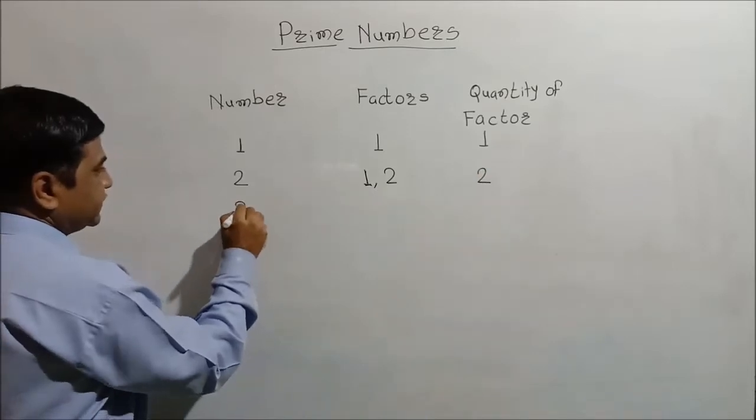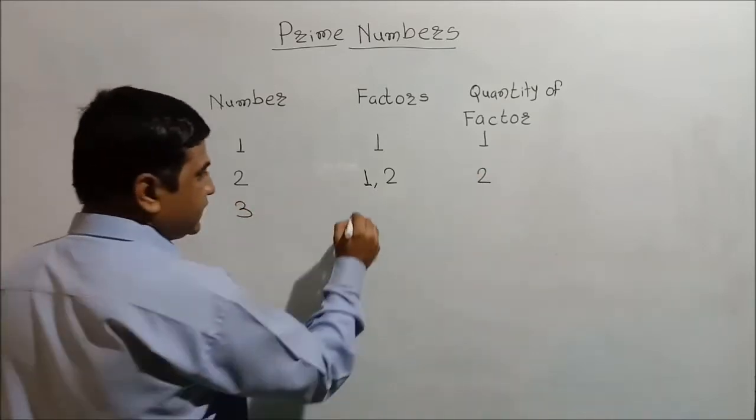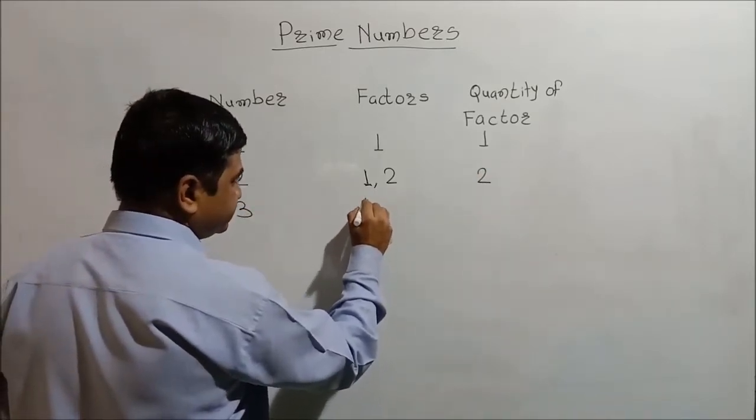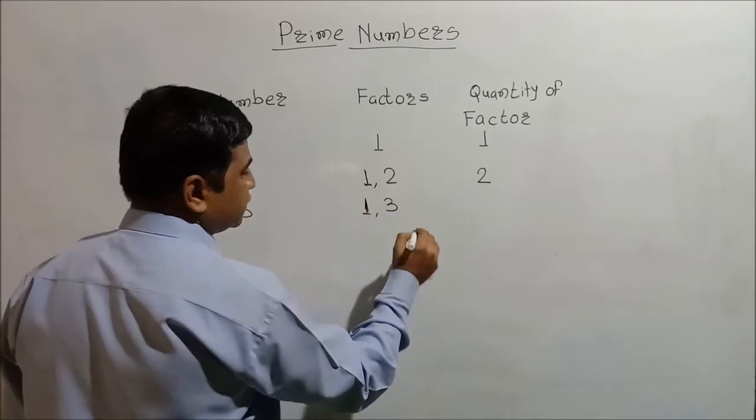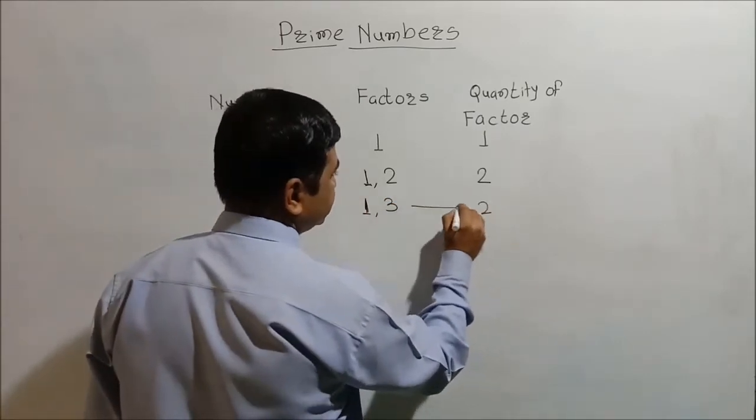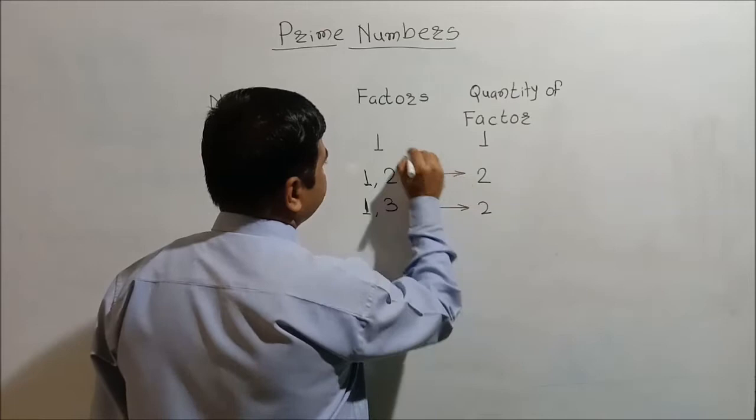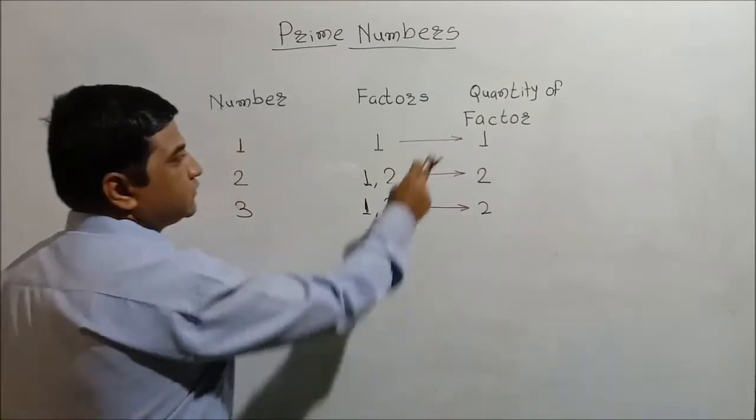Now let us go for 3. Number 3 can be divided by 1 and 3. So how many factors do we have? Here also we have 2, the factors 1 and 3.